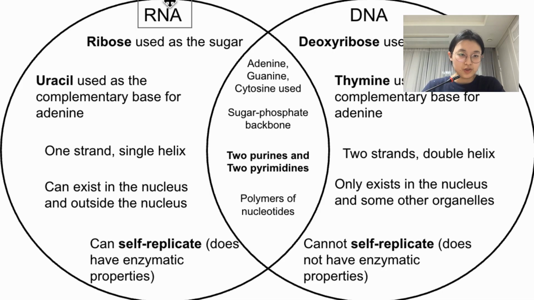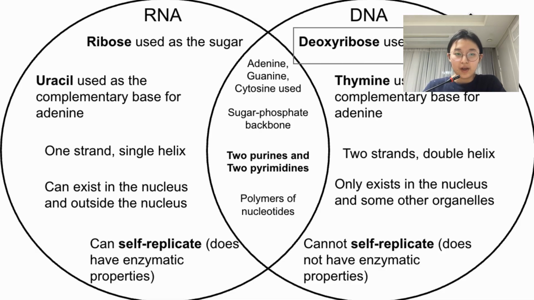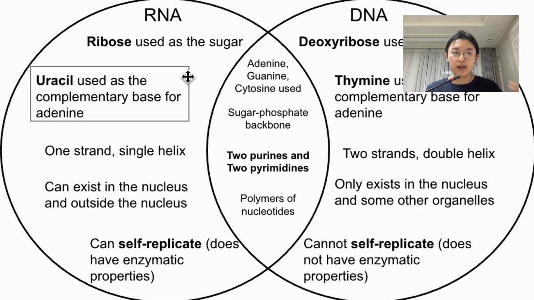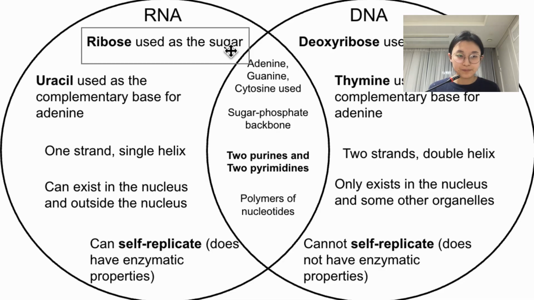The first difference has to do with the sugar that's used in these respective nucleic acids. In RNA, we have ribose acting as the sugar, and in DNA, we have deoxyribose. The difference is that in the ribose sugar of RNA, we have an OH hydroxyl group, the presence of an oxygen group. But in the corresponding DNA deoxyribose sugar, we have just a hydrogen. So we don't have that oxygen in DNA compared to RNA.